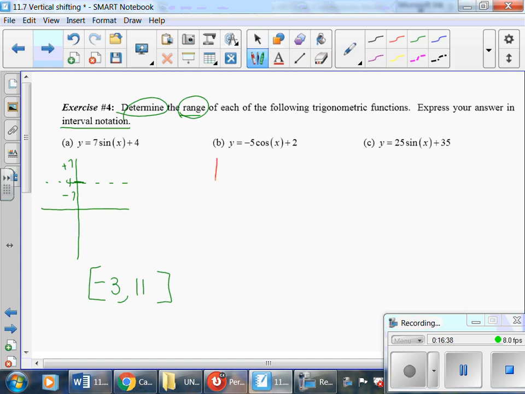Okay, I'm going to do the same thing for this one. So what is the midline? Midline is right here at positive 2. And from there, don't worry so much about the negative, because remember, that's the amplitude. It tells you going 5 in each direction. So you're going to add 5 here, and you're going to minus 5 here. So on this one, this is going to go between negative 3 and positive 7.